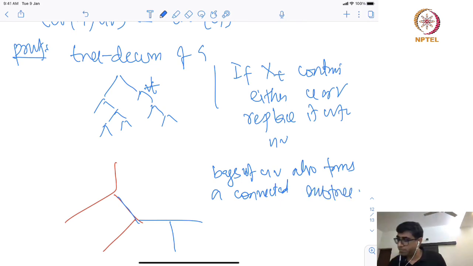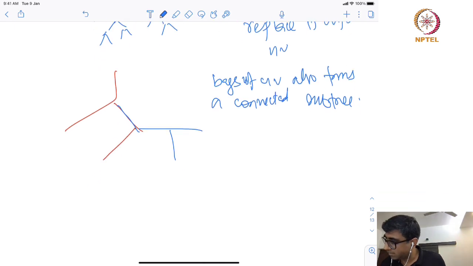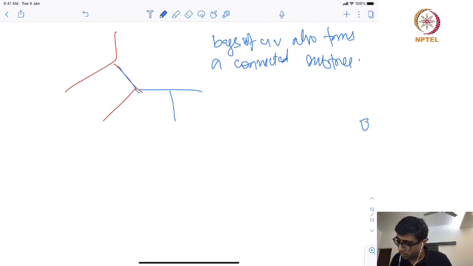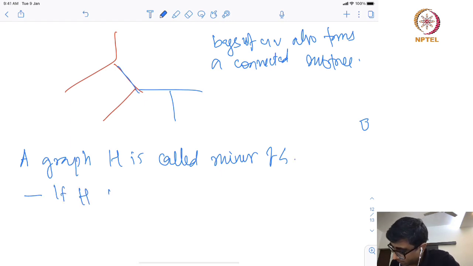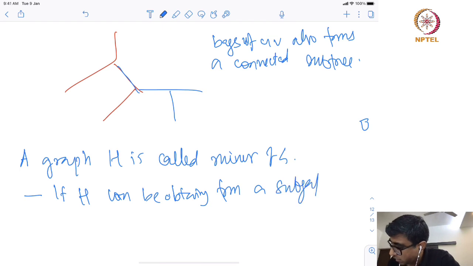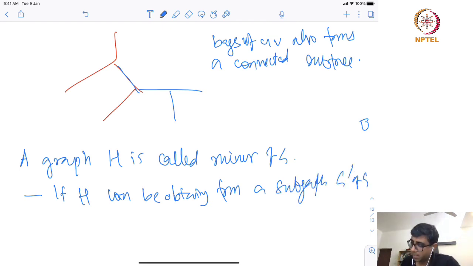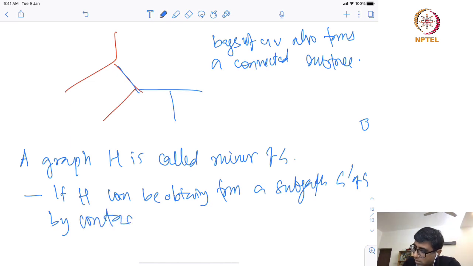Okay, so here's my exercise. Let me define a graph H is called a minor of G if H can be obtained from a subgraph G prime of G by contracting edges.